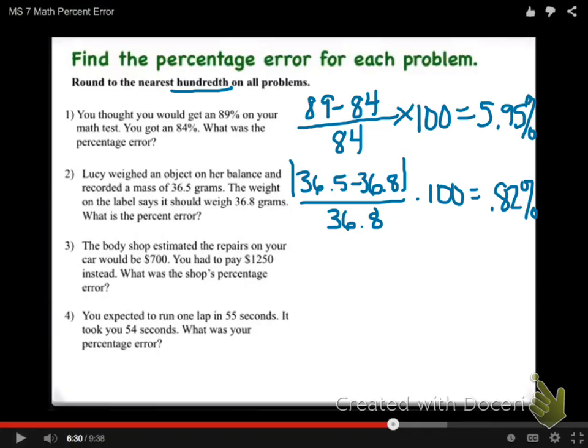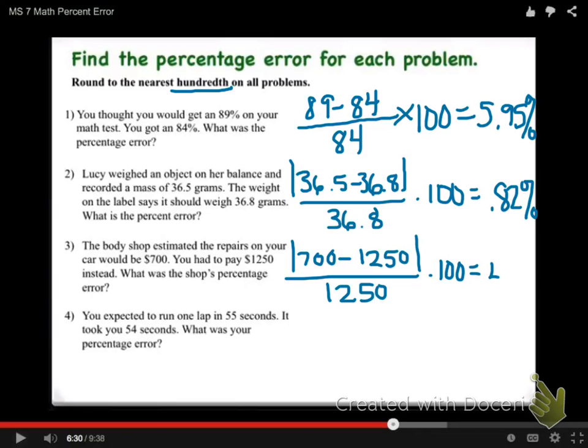Okay. For number 3, the body shop estimated the repairs of your car would be $700. That's the estimation. You actually had to pay the $1,250. So again, the absolute value of 700 minus the actual over the actual times 100. So 550 divided by 1250 is 44%. The percent error or the difference in what they estimated and what you actually paid was 44%.